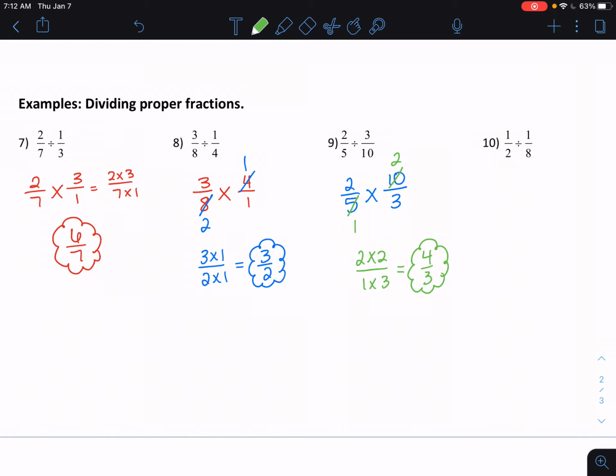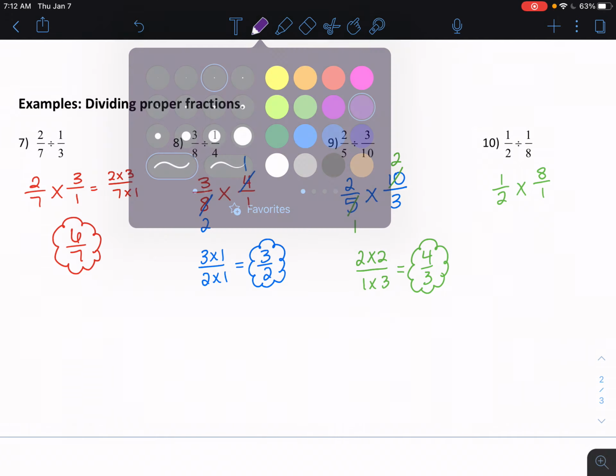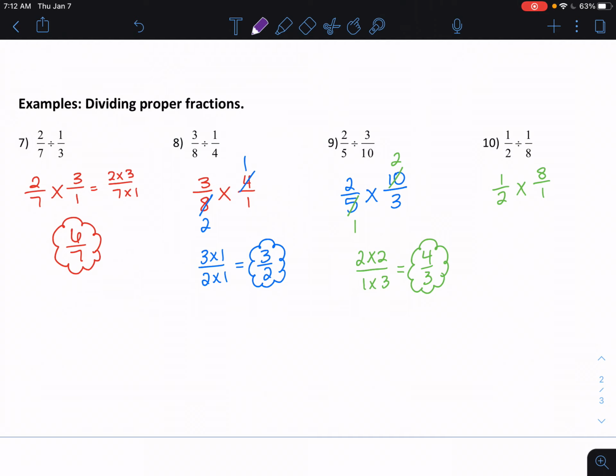And then lastly, in number 10, I've got 1/2. That's going to stay the same. I'm going to change to multiplication and flip my second fraction to 8/1. 2 and 8 can be cross-canceled. So 2 becomes a 1 and 8 becomes a 4. So I've got 1 times 4 on top and 1 times 1 on the bottom. So I get an answer of 4/1.